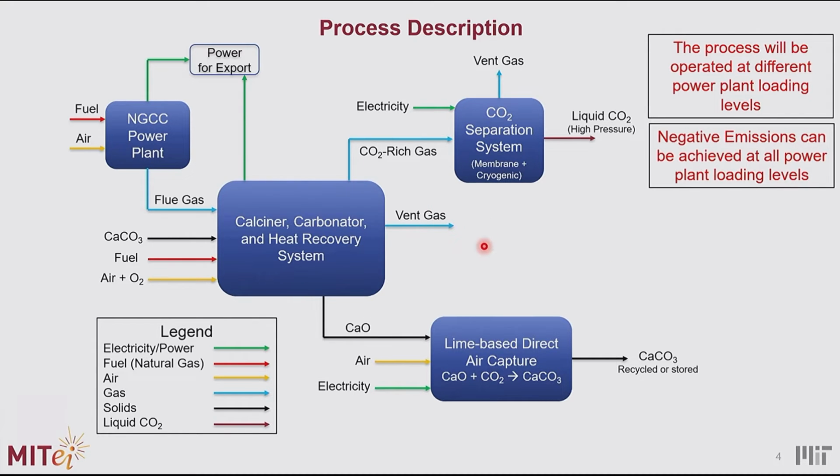We have seen that at all power plant loading levels, we can achieve negative emissions. So how do we do that? You can see we have two sources of emissions here: the vent gas from this system and the vent gas from this system. This one almost has no CO2, as we're assuming that most of the CO2 is getting captured in the carbonator. But in the separation system, you will have some CO2 going out with the vent gas. But then you have the direct air capture, where you capture much more CO2 than the amount you're releasing here. So in this case, you will achieve negative emissions at all loadings.